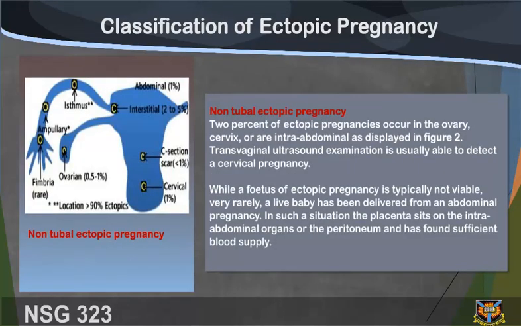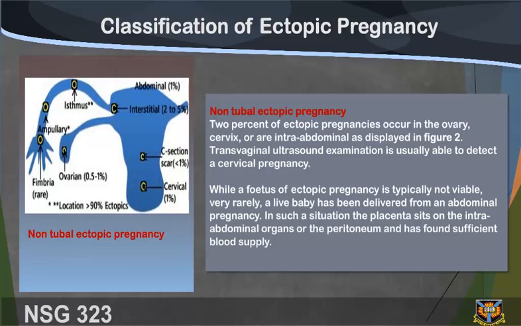Classification of ectopic pregnancy. Non-tubal ectopic pregnancy. 2% of ectopic pregnancies occur in the ovary, cervix, or are intra-abdominal, as displayed in Figure 2. Transvaginal ultrasound examination is usually able to detect a cervical pregnancy, while a fetus of ectopic pregnancy is typically not viable. Very rarely, a live baby has been delivered from an abdominal pregnancy.